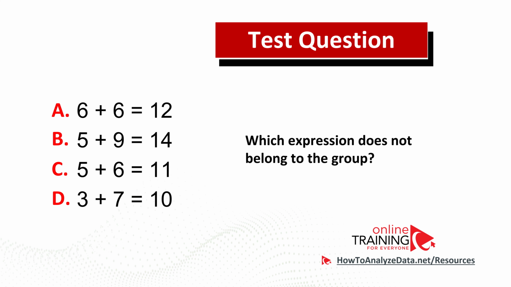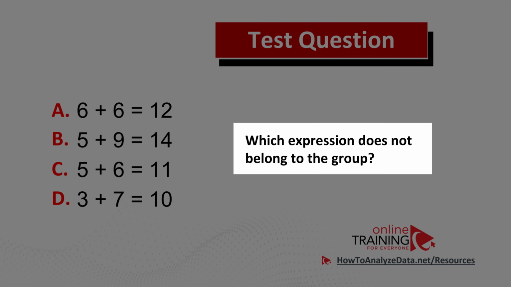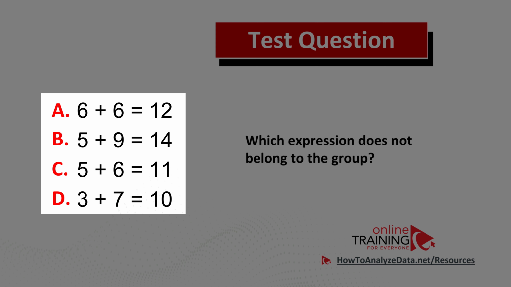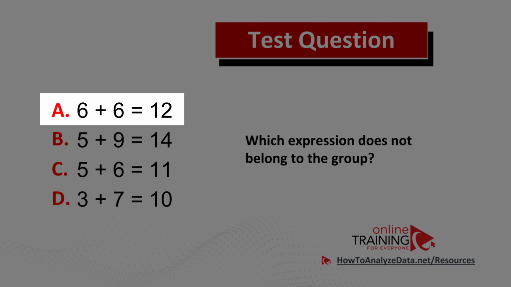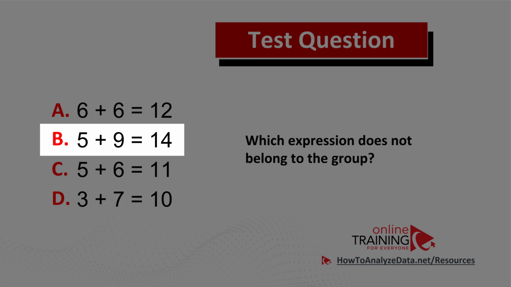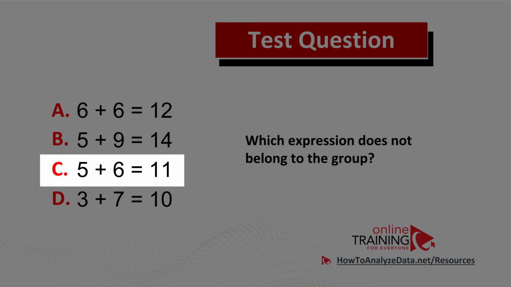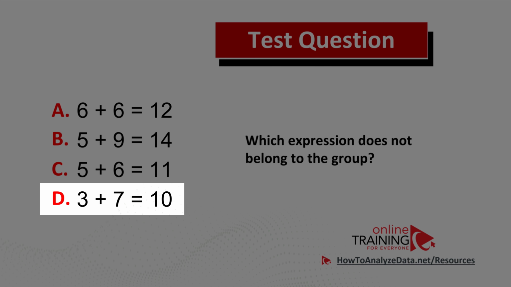Let's see if we can solve this challenge together. Here's the very interesting and at the same time tricky question you might frequently see on the test. Which expression does not belong to the group? And you have 4 different choices. Choice A, 6 plus 6 equals 12. Choice B, 5 plus 9 equals 14. Choice C, 5 plus 6 equals 11. And choice D, 3 plus 7 equals 10.